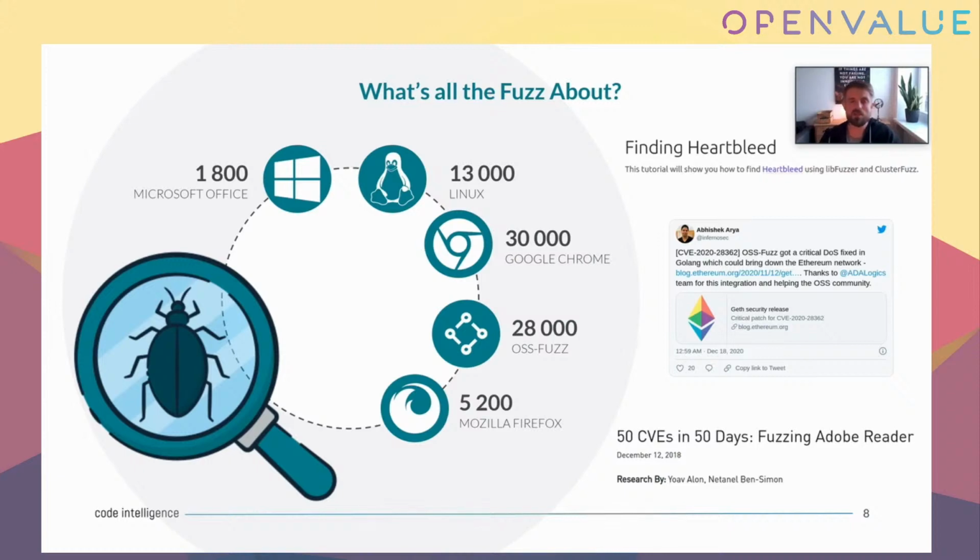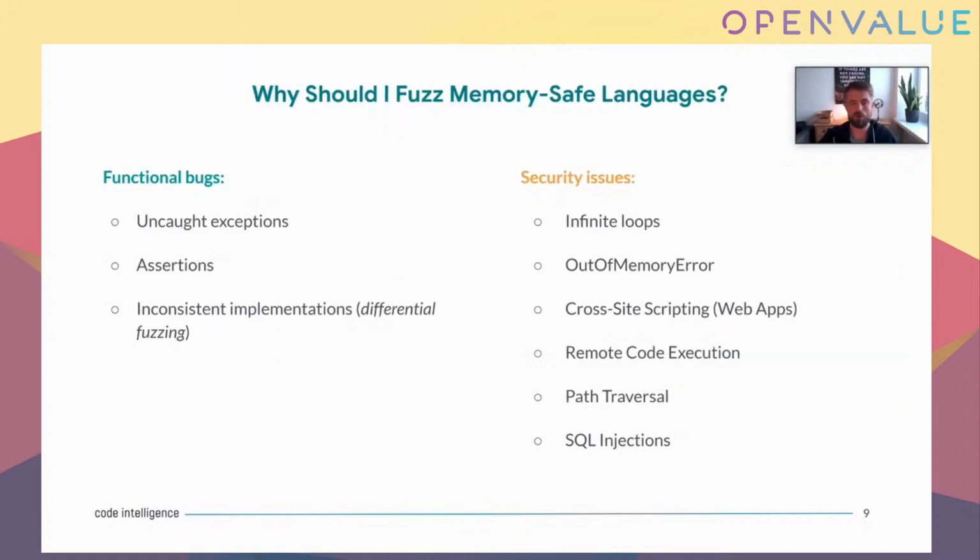But now I guess a lot of people in the audience don't even use C and C++ and might think, okay, it doesn't concern me. I'm using a memory safe language. I'm using Go. I'm using something like Java. There are no buffer overflows. But again, should you fuzz it? Of course, because there are a lot of functional bugs.